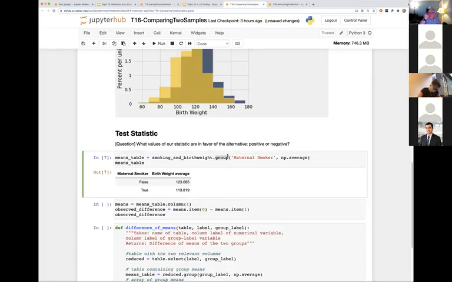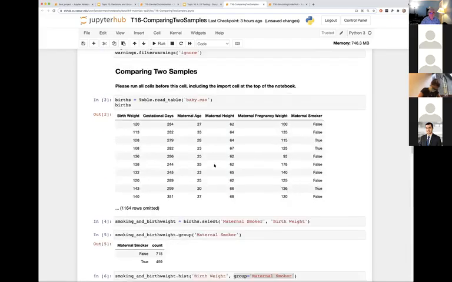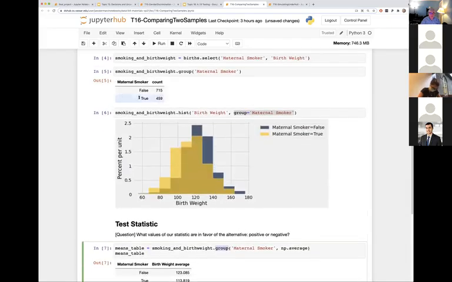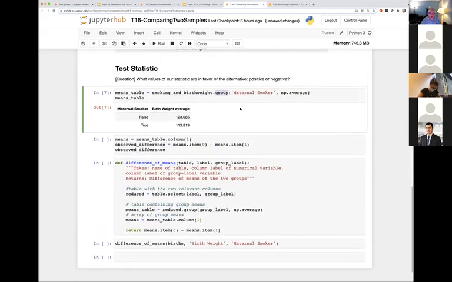And so if you remember how the group method works, we give it a table, and then we give it a column name, we give it a label. And if you remember our table up here, we're going to group by maternal smokers, right? So it's going to group all of the smokers that have the value true with all the members of the group where it's false.